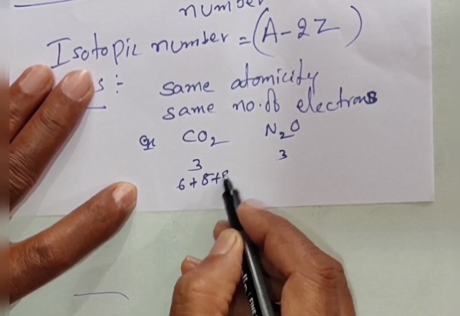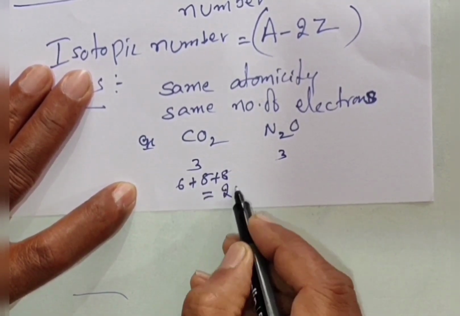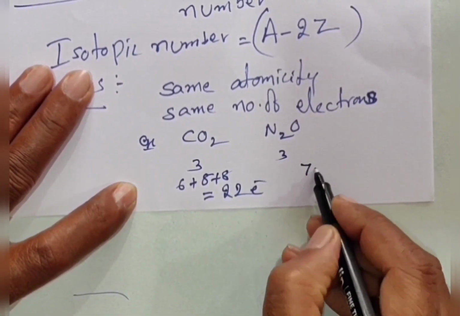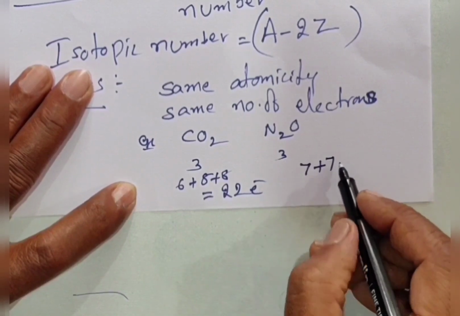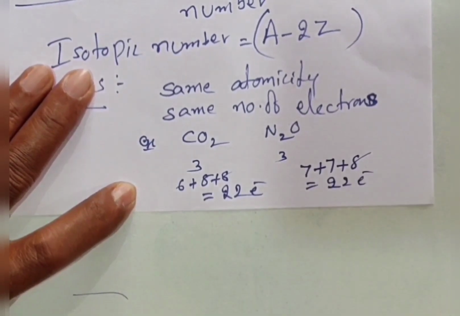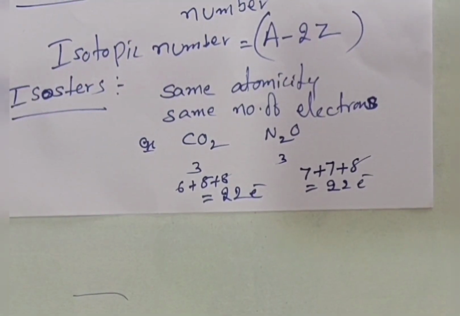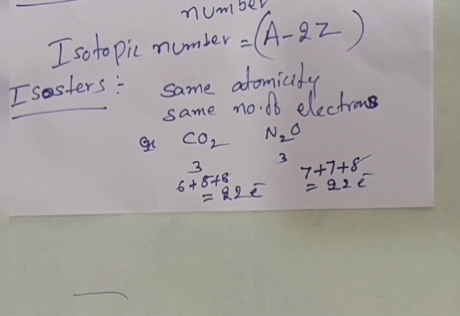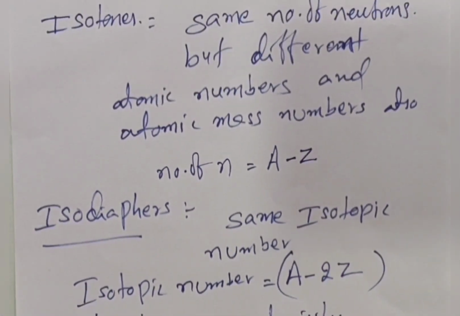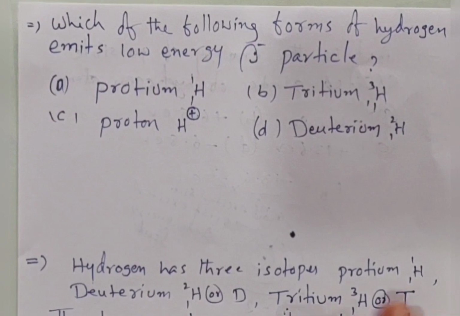2 oxygen atoms, 8 plus 8, the total is 22 electrons. In nitrous oxide, nitrogen 7 plus 7, 2 nitrogen atoms, and oxygen 8, it also has 22 electrons. Both have the same atomicity and the same number of electrons. These are known as isosteres. Now, based on this concept, some important questions were given in previous examinations.